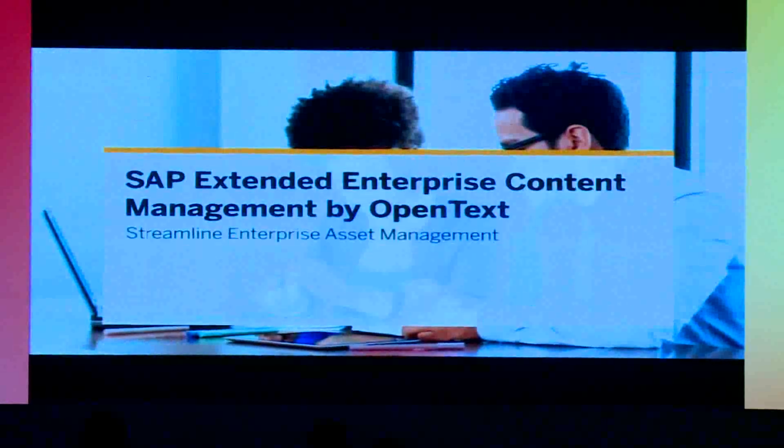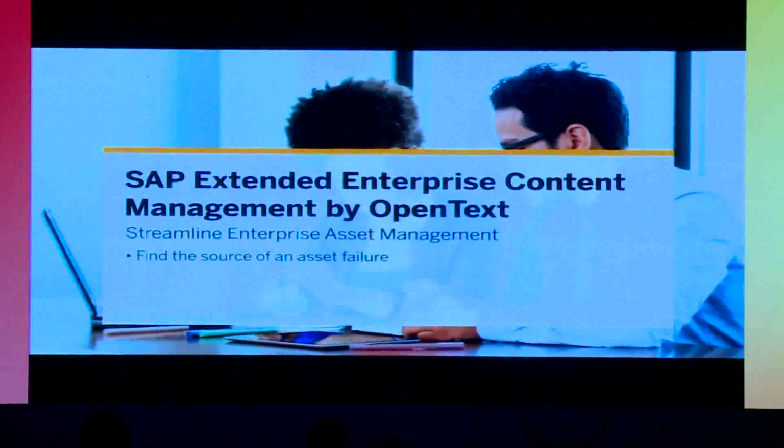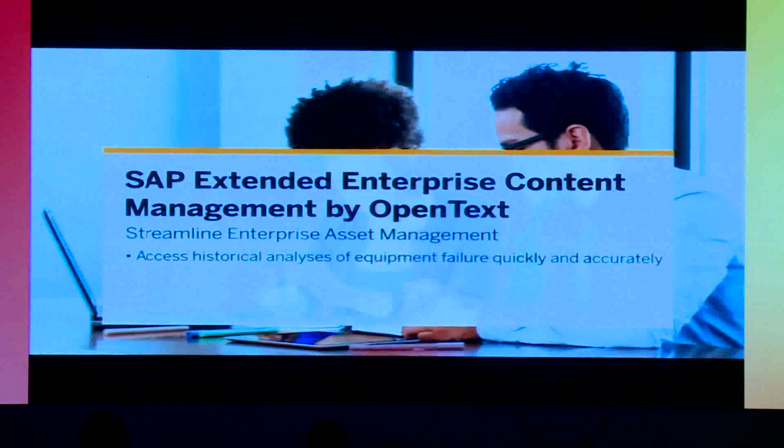As you have seen, SAP Extended Enterprise Content Management by OpenText allows you to find the source of an asset failure, and determine and document the reason for an asset failure. The software helps you access historical analyses of equipment failure quickly and accurately.